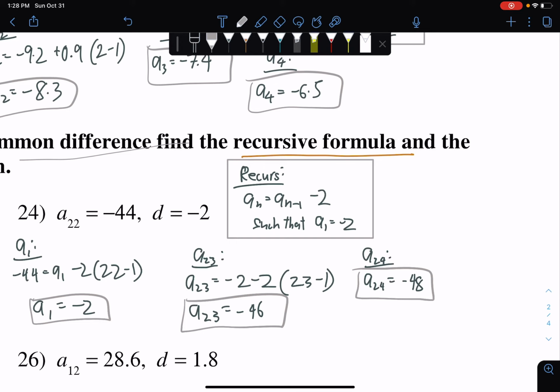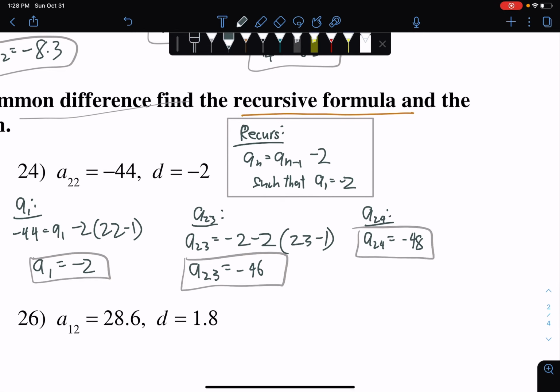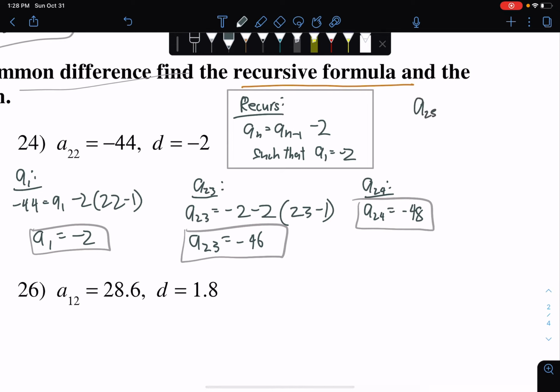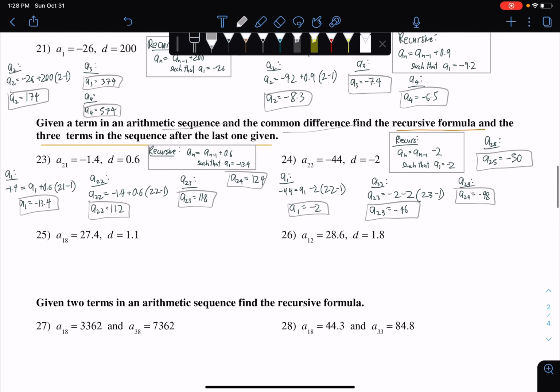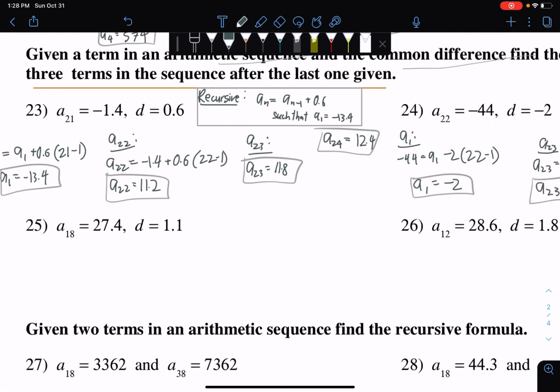Alright. After we found the two terms already, let's find the last term, the third one. A sub 25 is equal to negative 48 plus negative 2, negative 50. Okay. Let's go to number 25.